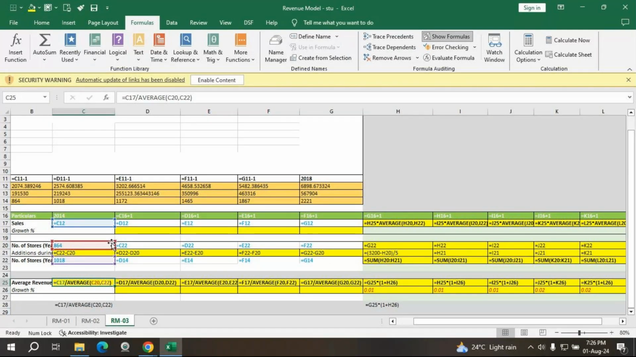And here, okay, you have taken minus only in calculating this one, 3200 minus 20. Yeah, fine. I think here only the mistake has happened. It is not dragging the cell. So C20 comma C22. See here in the formula bar you can see the formula. So when you drag it and when you select, there is a lot of differences happening in Excel.